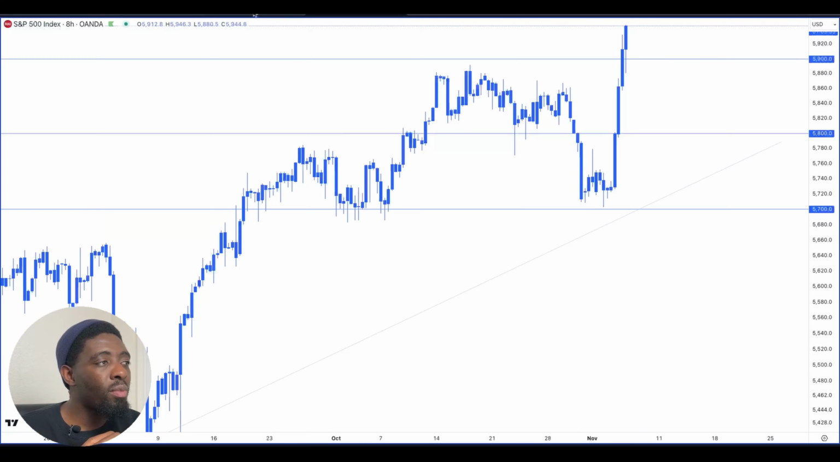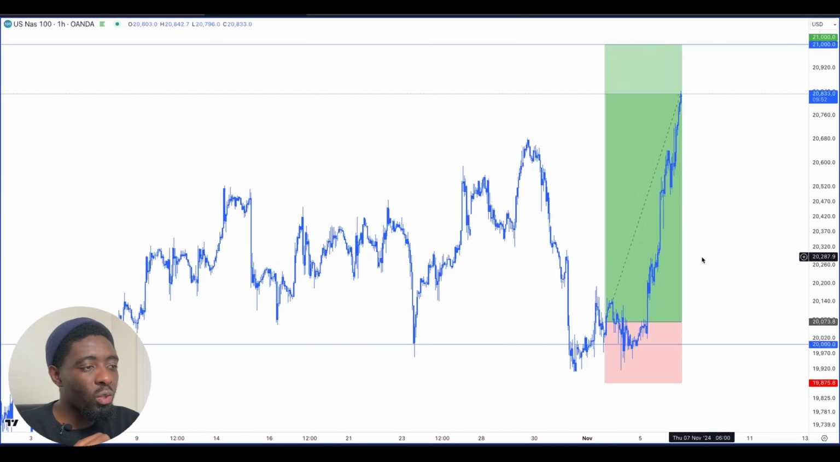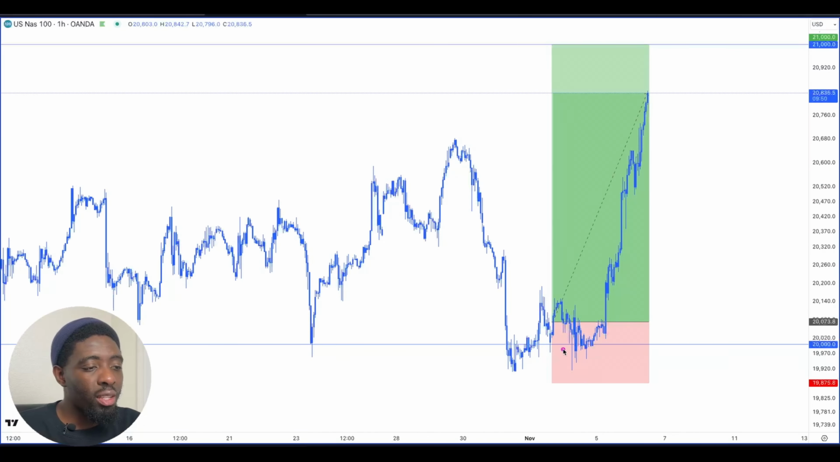You can look at the same thing on NAS 100. So look at it on NAS 100. We had this area right here, we had a psychological level right here, price pulled back, and you can look at this from higher time frames as well. So you had this hesitation around this area, and then price took off to the upside.